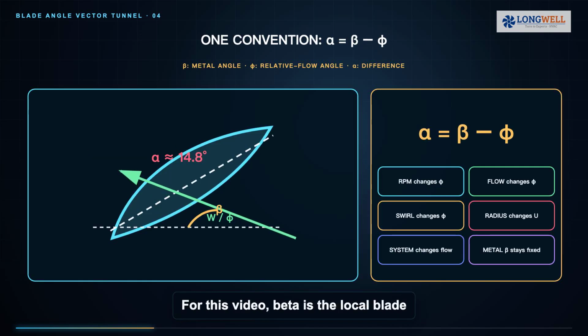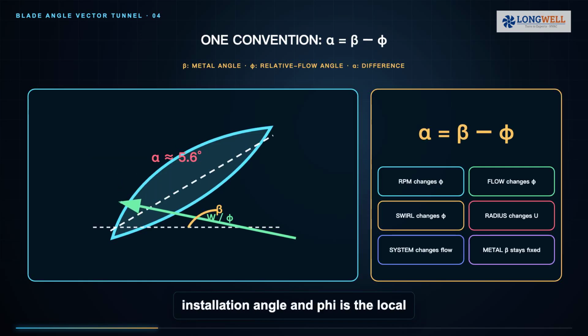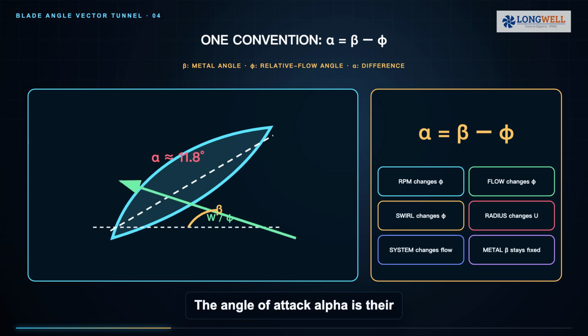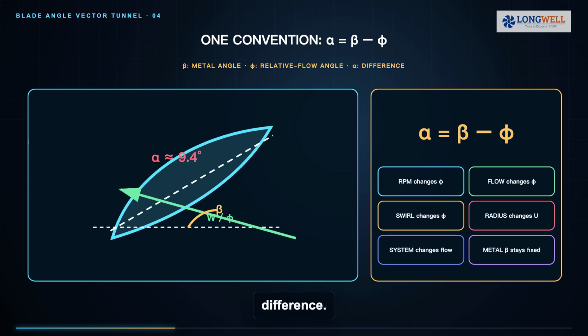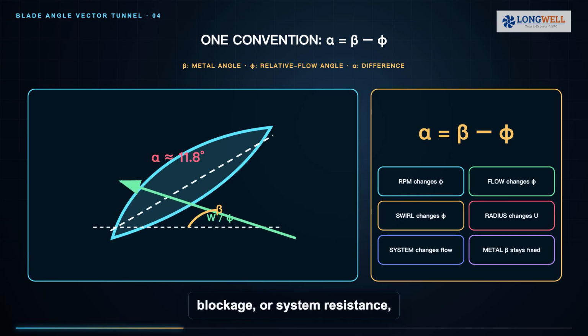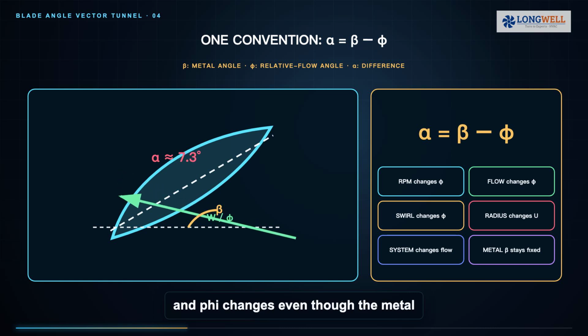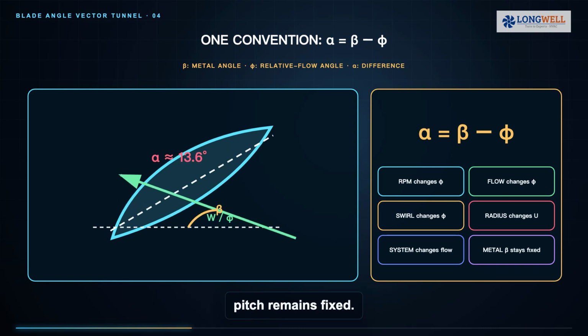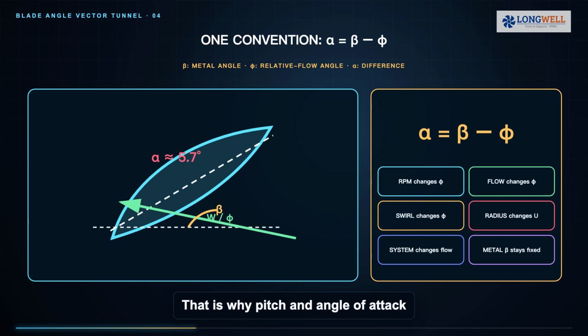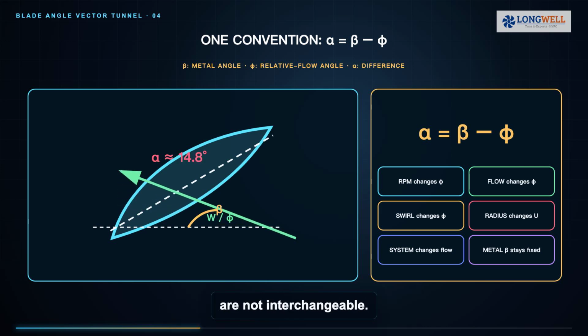For this video, beta is the local blade installation angle and phi is the local relative flow angle, both using the same reference. The angle of attack alpha is their difference. Change RPM, airflow, inlet swirl, radius, blockage, or system resistance, and phi changes even though the metal pitch remains fixed. That is why pitch and angle of attack are not interchangeable.